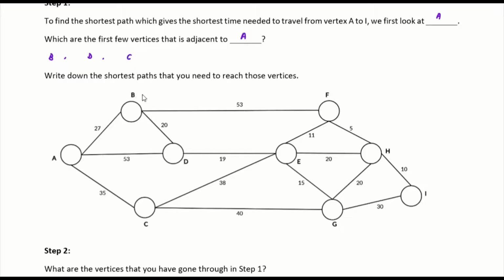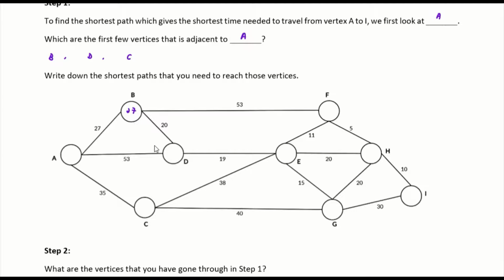So write down the shortest path that you can take so that you can reach all these vertices. Okay, so now same thing, let's try to check it out. You can see that this is 27, then definitely this is 53. So you are not going to go through here to reach B, right? So that's why the shortest that you have is 27.